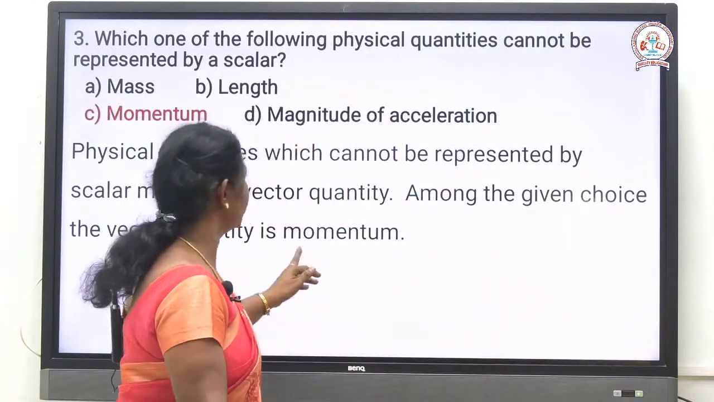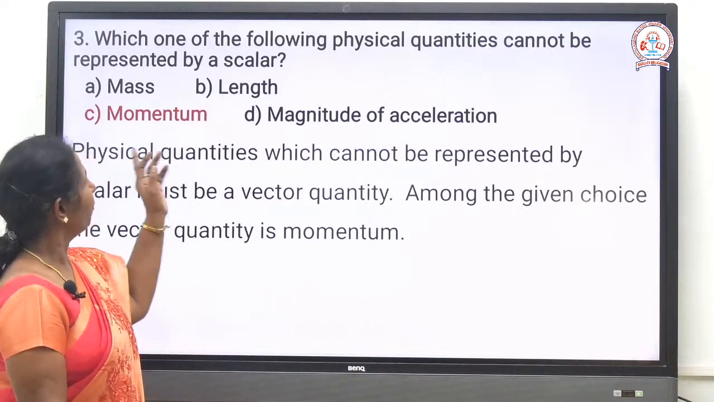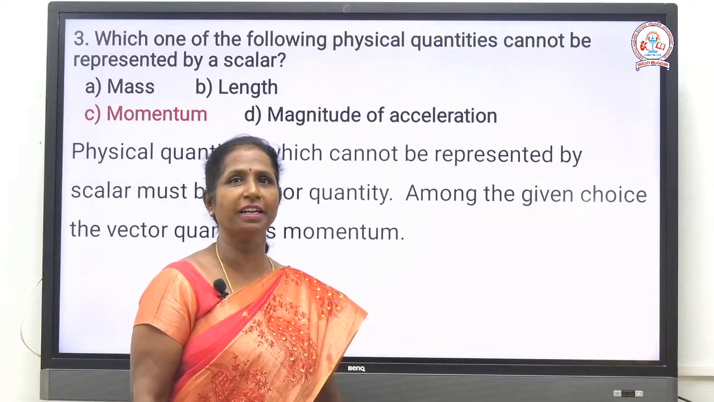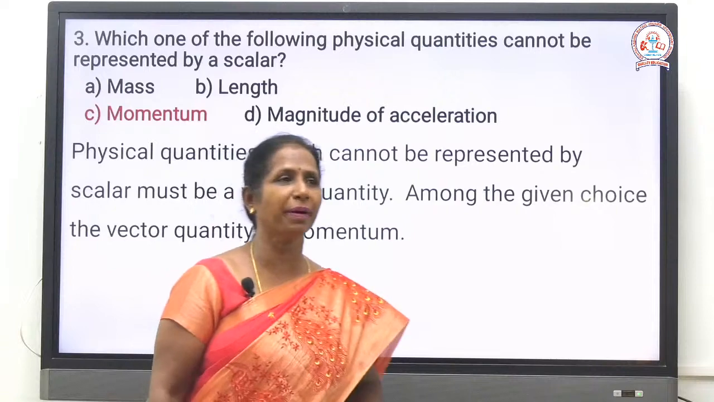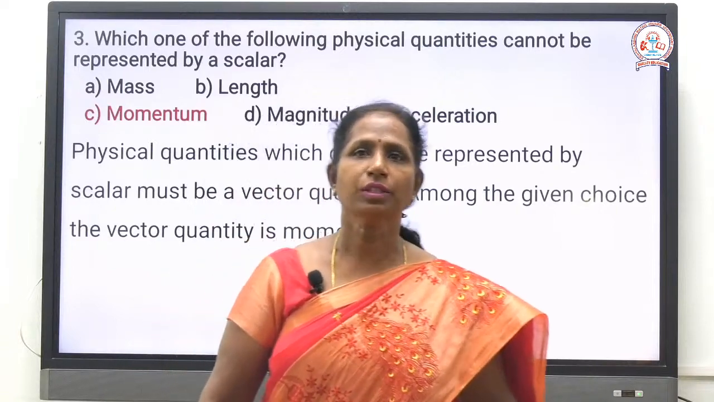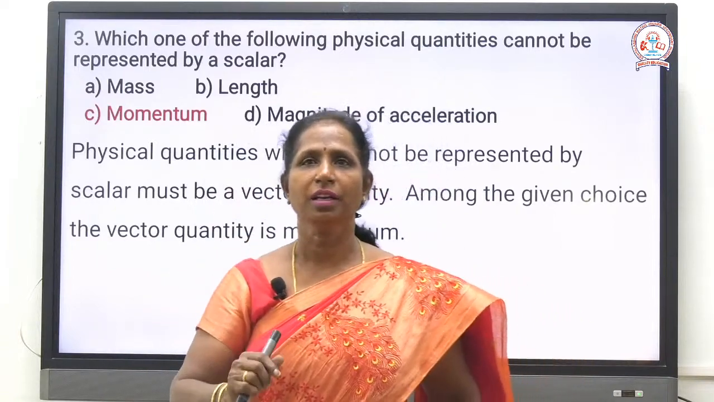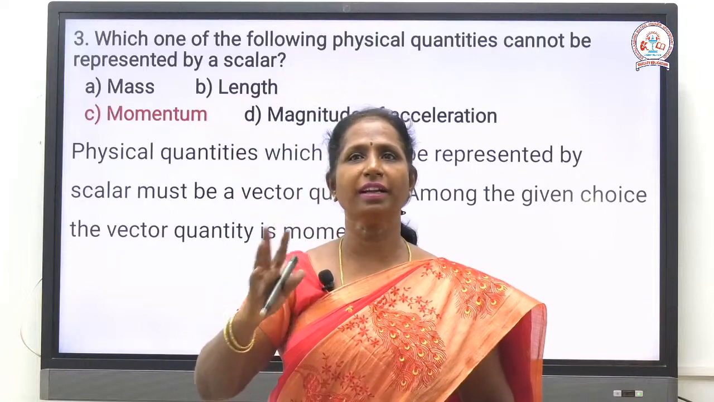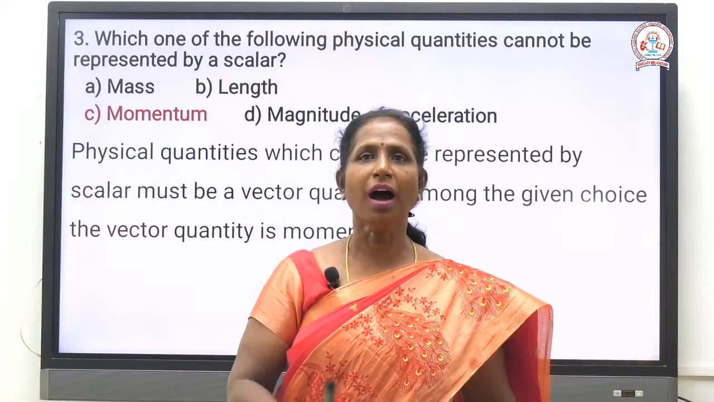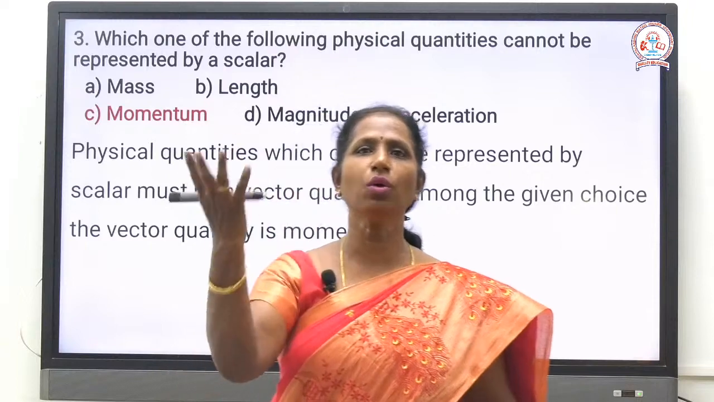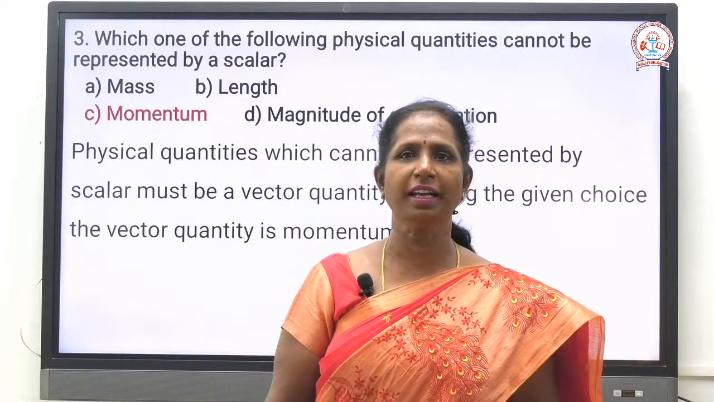Yes, now let us discuss the third 1 mark. Which one of the following physical quantities cannot be represented by a scalar? Out of the 4 options given, we must identify what is vector and what is scalar. Mass is a scalar quantity. Mass has no direction, so it's a scalar quantity.